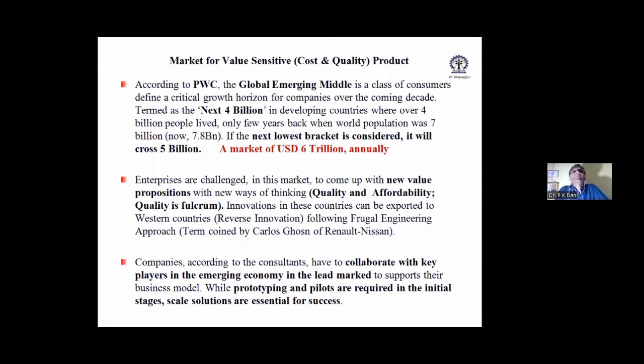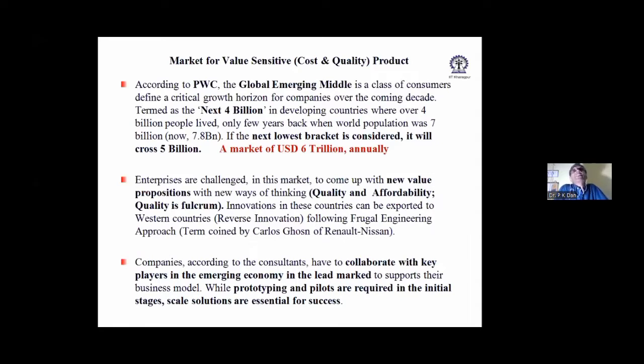For this market, for a frugal or affordable product, the market is $6 trillion annually. Every year, the market size is $6 trillion. So you can understand how big the market is. There are two issues here. Affordability is the issue, but it is not a very cheap quality. It is acceptable or good enough quality. Quality is a fulcrum here. It is not that by losing on quality we are cutting on cost. No. This is one important aspect of frugal engineering.